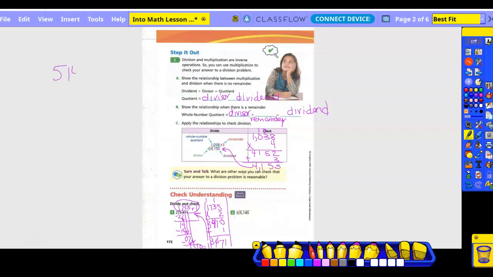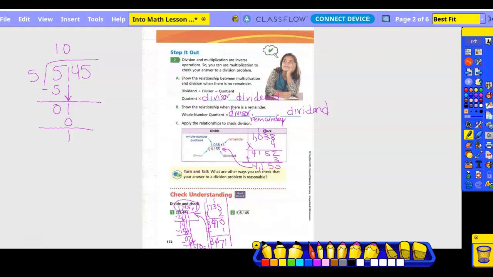All right, number 2. So 5,145 divided by 5. Okay, how many times does 5 go into 5? 1 time. 1 times 5 is 5. 5 minus 5 is 0. Bring down the 1. Can 5 go into 1? No. So I put a 0 up top. 0 times 5 is 0. So I have still 1, right?